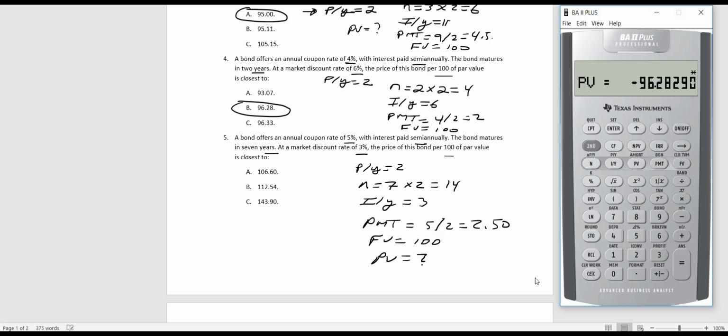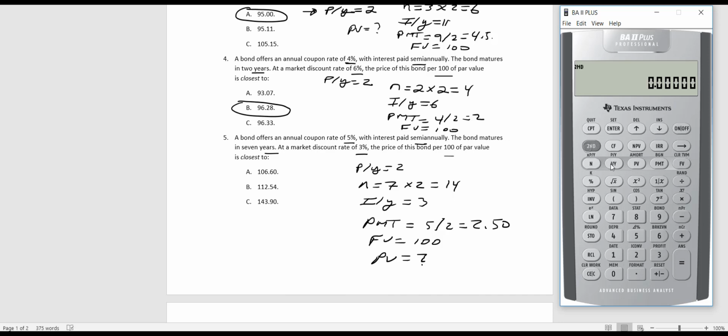Our required rate of return, it's a market discount rate of 3%. Our payment is going to be $5 per year, but it's semi-annual, so it's going to be $2.50. And our future value is going to be 100. So we're solving for the present value. Let's just bring up the calculator again.